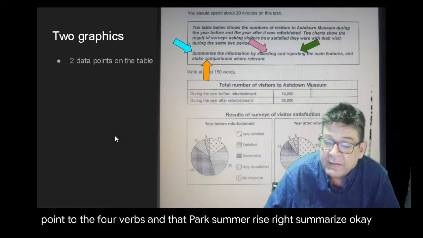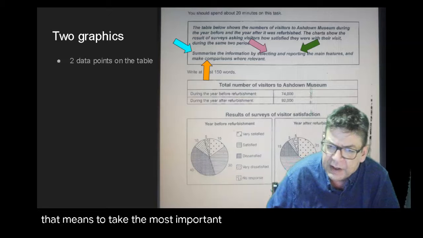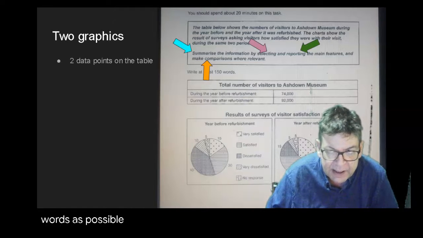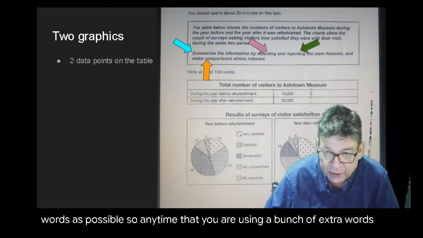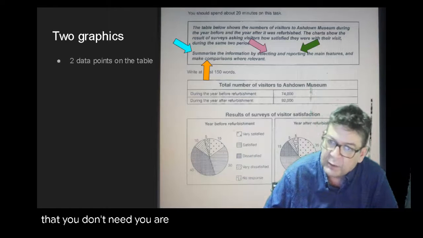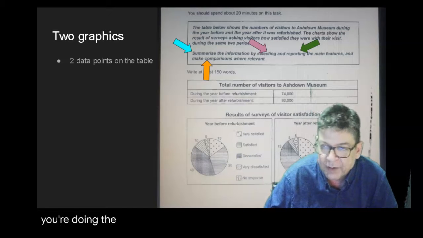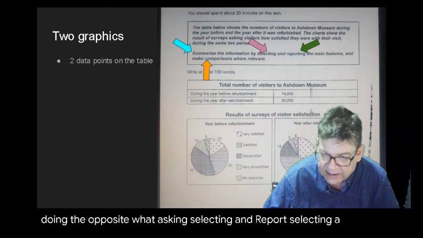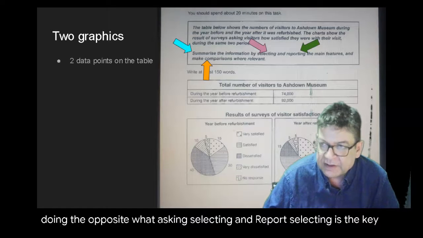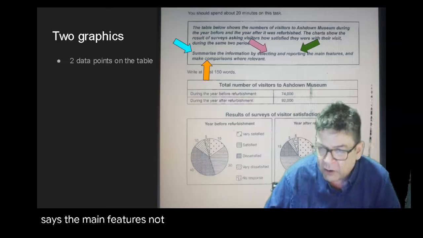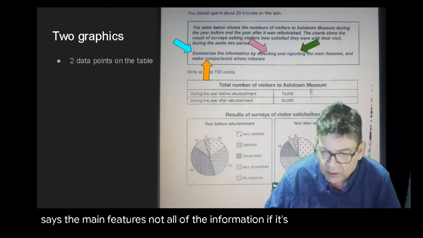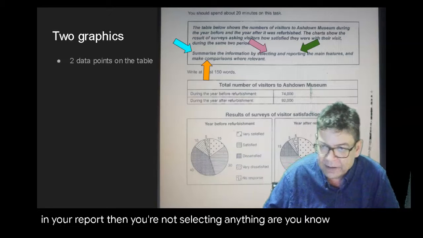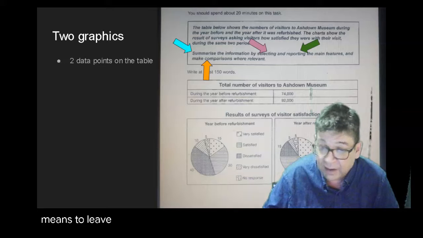Okay. That means to take the most important information and present it in as few words as possible. So anytime that you are using a bunch of extra words that you don't need, you are not summarizing. And so you're doing the opposite of what it's asking. Selecting and reporting. Selecting is the key. It says the main features, not all of the information. If it's all of the information in your report, then you're not selecting anything, are you? No. To select means to leave stuff out.